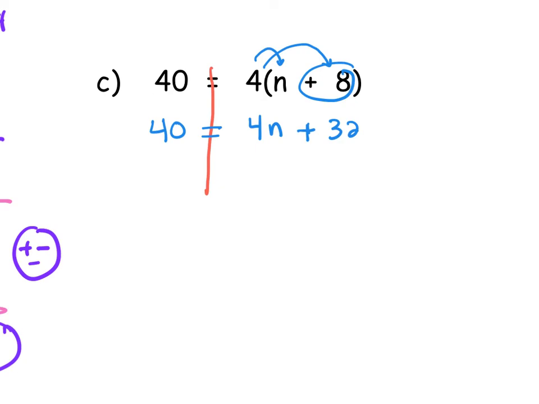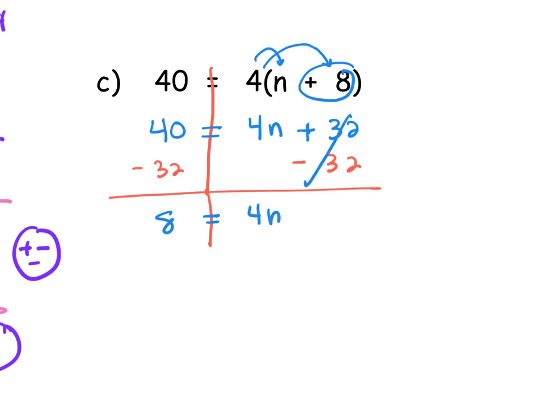Now we're going to continue on with our solving step. But again, I have to really pay attention to which side the variable's on. I need to start on this side. This is the side with the variable that tells me what I need to do. I always start on doing addition and subtraction first. So I see that this is adding 32, so I'm going to do the opposite. I'm going to subtract 32 from both sides. Now on this left side, 40 minus 32 would give me 8. And on the right side, these cancel out and I'm left with 4n.